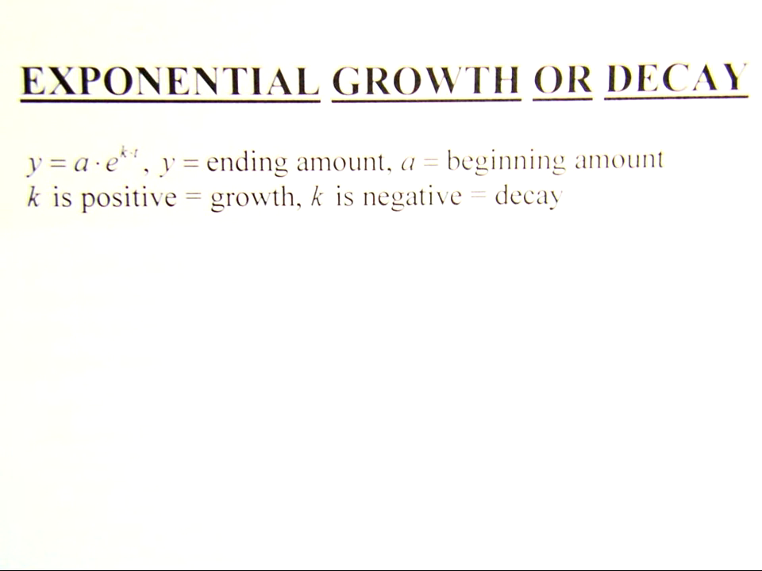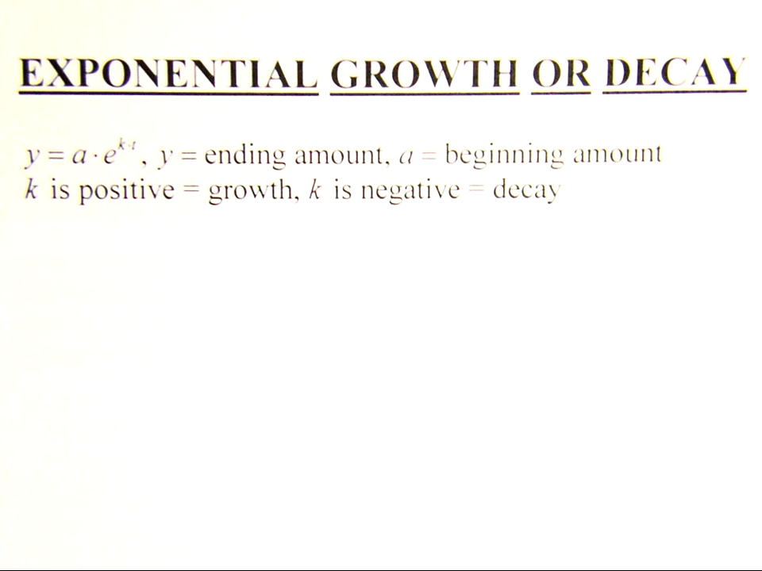We have y equals a times e to the k times t, where y is going to represent our ending amount, a would represent our beginning amount, and if k is positive, then that would represent growth. If k is a negative number, then that would represent decay. And t would be time. Okay, so we're just going to go through some scenario examples for these types of problems.